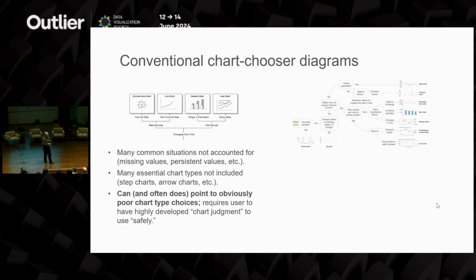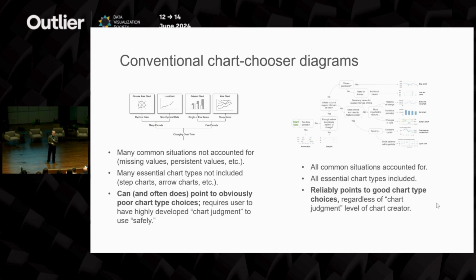Whereas something like this is more complicated. It's a more complex decision tree, but I think that all common situations are accounted for. All essential chart types are included, and I think it's a lot more reliable. You can follow it regardless of what experience level you have, and it's going to guide you pretty reliably to a good chart type choice.